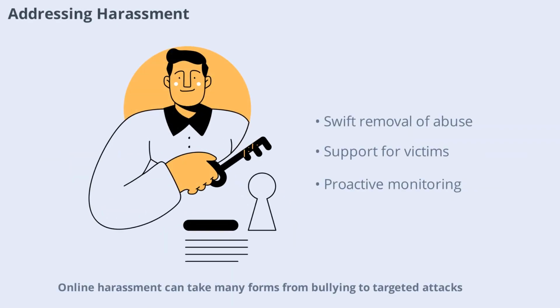Online harassment can take many forms, from bullying to targeted attacks. Content moderation must prioritize user safety by swiftly removing abusive content and supporting victims. Reporting tools, block features, and proactive monitoring are essential. Platforms should also provide resources and guidance for users experiencing harassment.